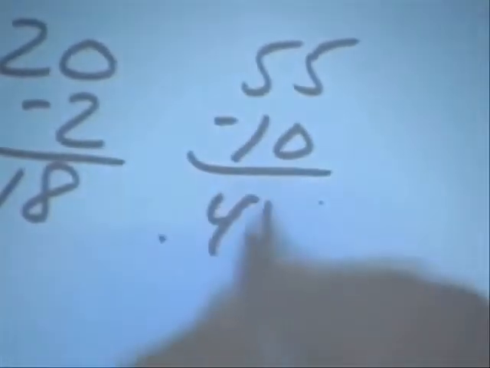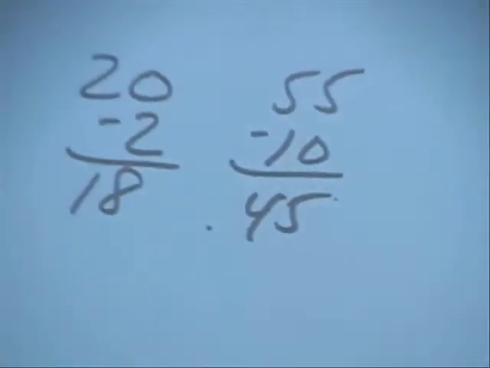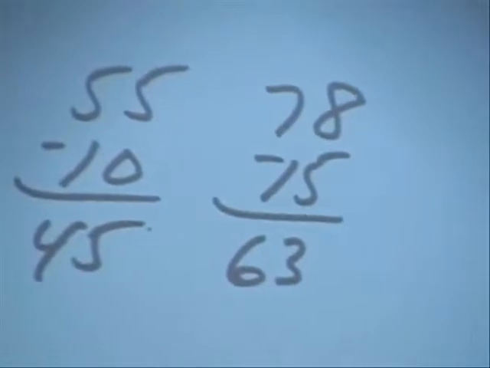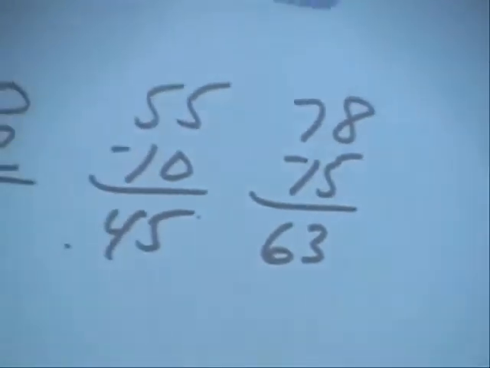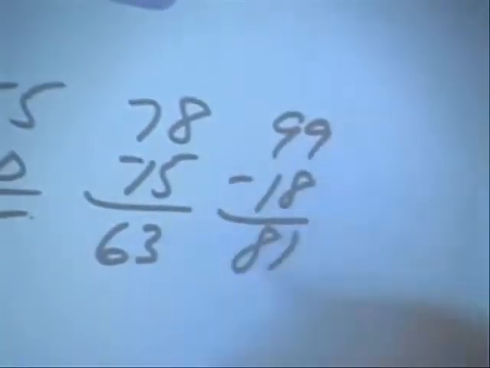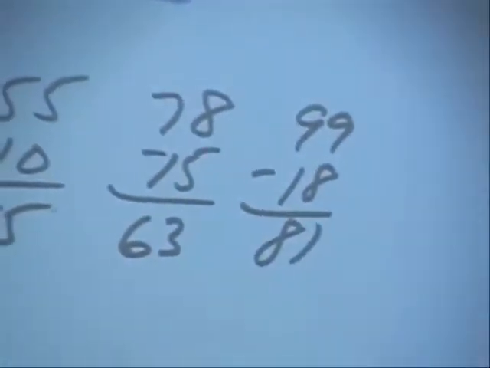Let's try another one. What if we do 55? What's 5 and 5? Take it away. 45. What's 4 and 5? How about 78? 7 and 8 adds up to 15. Take it away. 63. 6 and 3 is 9. 99. 9 and 9 is 18. Take it away. 81. 8 and 1 is 9. This works for every number to infinity.